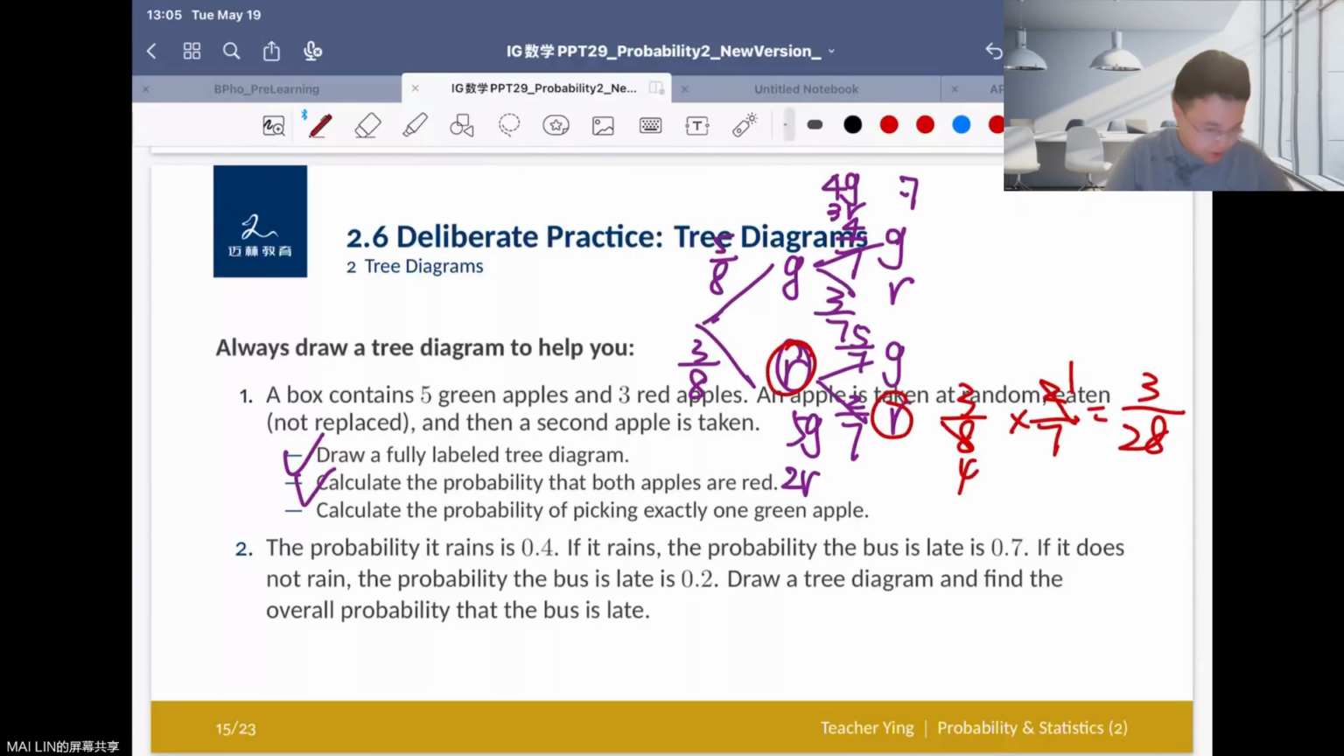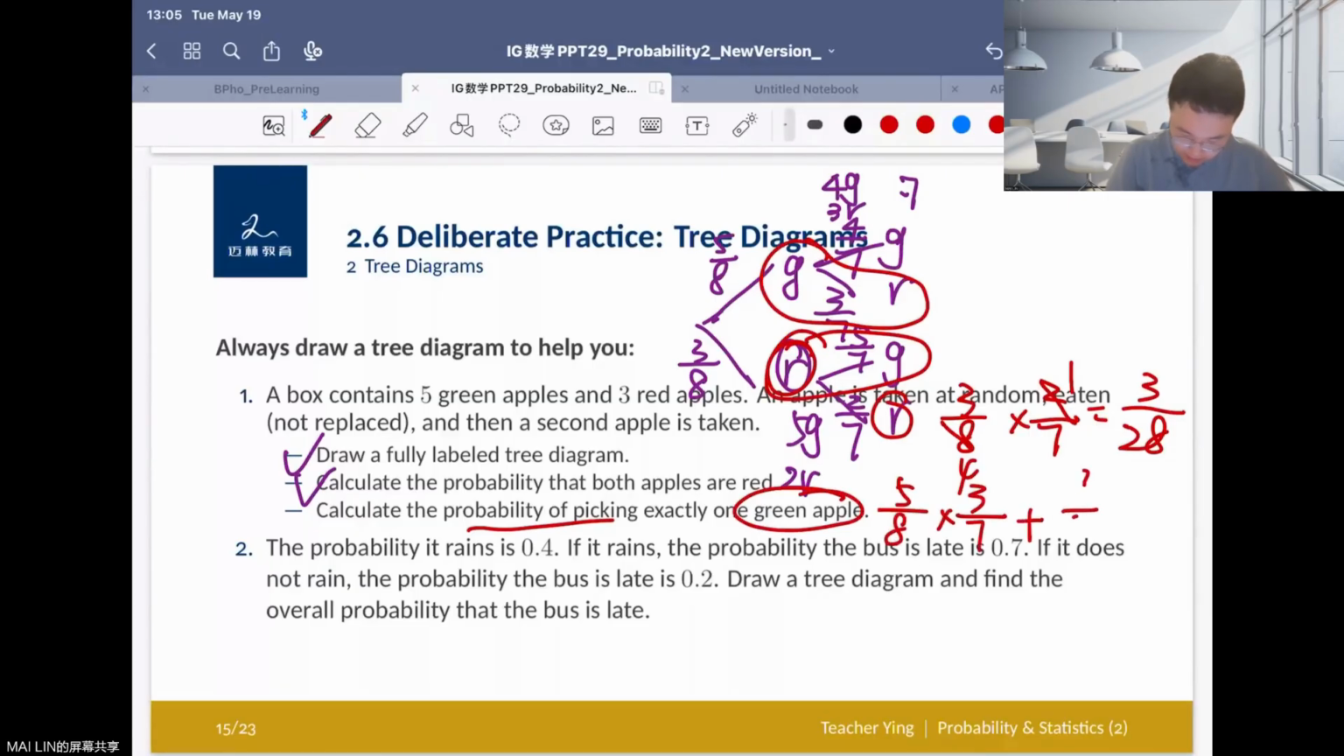And for another situation here, we calculate the probability of picking exactly 1 green apple, right? So here for green is green red here and for red green here, okay? The probability is 5/8 times 3/7 plus 3/8 times 5/7, okay? So you can calculate it as the numerator here is 15 plus 15, 30, right? 30/56, you can divide it by 2 on both sides, okay? That is 15/28, okay? That is it.